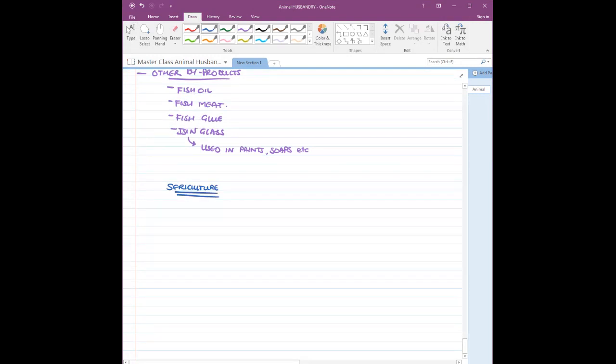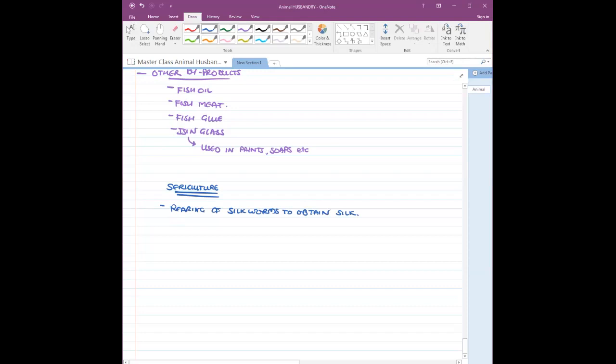Okay, so what is sericulture? Sericulture is nothing but rearing of your silkworms. And for what, guys? This is nothing but for your production of silk. So this is rearing of silkworms to obtain silk.